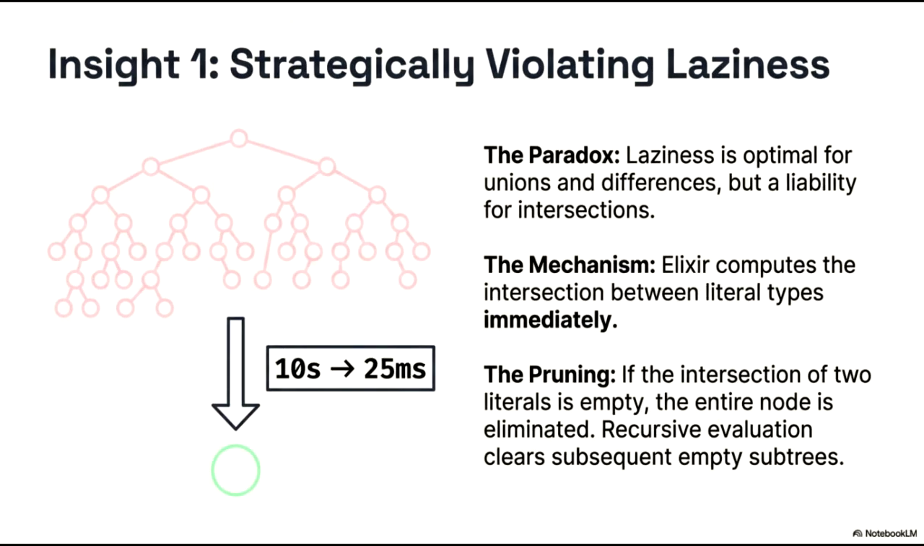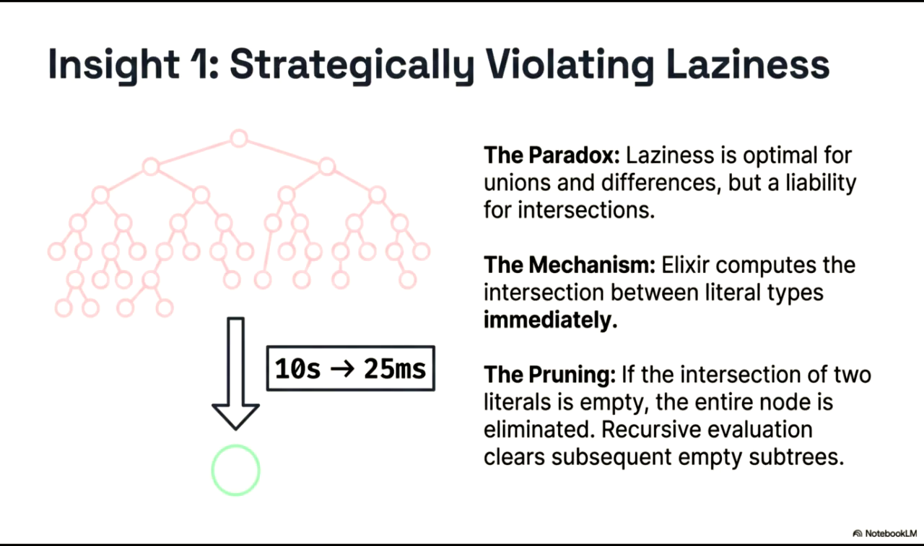Our first key insight involves strategically violating laziness. While lazy evaluation is generally optimal for handling type unions and differences, it becomes a significant liability when dealing with intersections. To address this, Elixir employs a specific mechanism. It computes the intersection between literal types immediately, rather than deferring the calculation. This eager evaluation enables aggressive pruning.